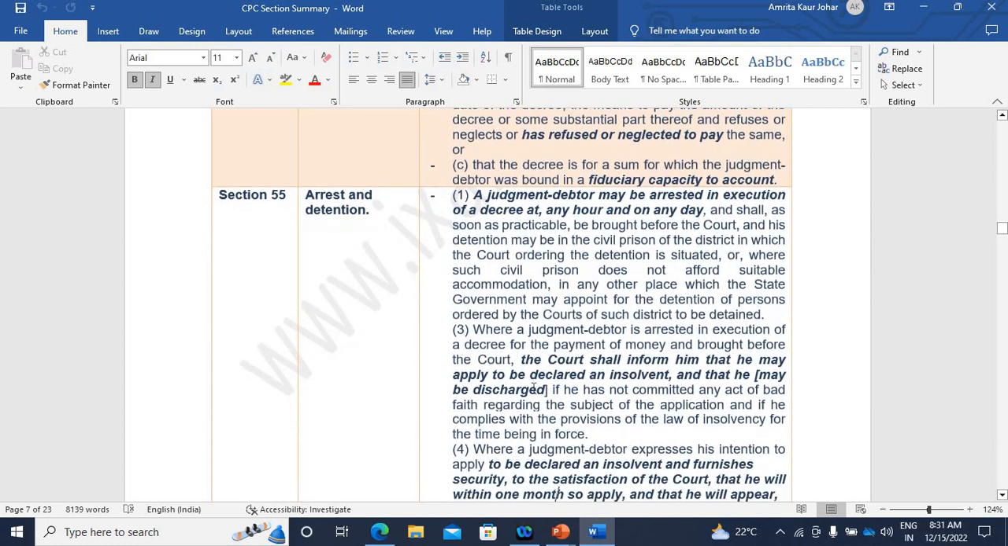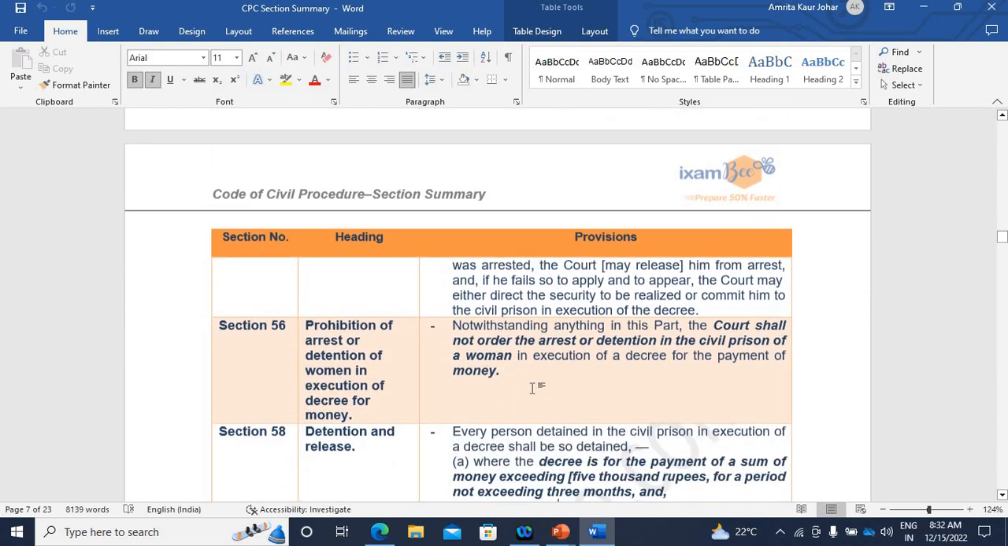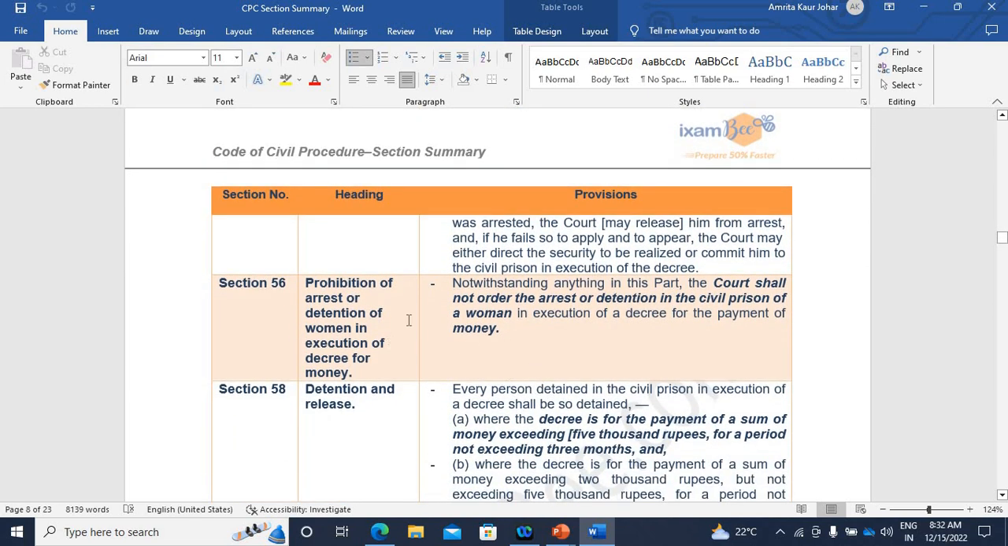Those are the rules. Then arrest and detention, section 50. Then prohibition of arrest or detention of women in execution of decree of money. Now for execution of decree of money, you cannot arrest a woman. This is a rule that is there in CPC. So this is the substantial part of CPC.